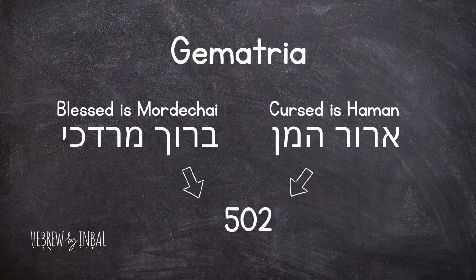The next example is embedded in Purim. If you don't know the story of Purim, the villain is Haman and the hero is Mordechai. One of the commandments of Purim is to drink at a festival meal to the point where you can't tell the difference between cursed Haman, the villain, and blessed Mordechai, the hero. The sentence in Hebrew, Arur Haman, cursed is Haman, and the sentence Baruch Mordechai, blessed is Mordechai, totals the same numerical value, 502. The point of Purim drinking, to reach the point where opposites blur, because numerically they are the same.